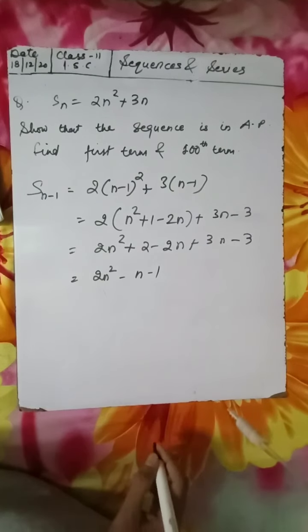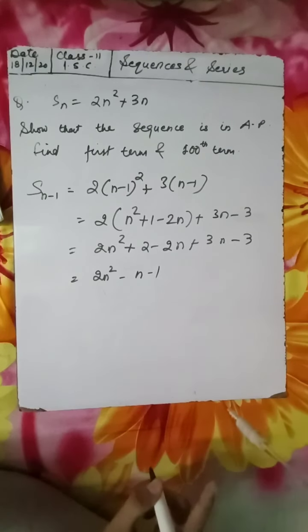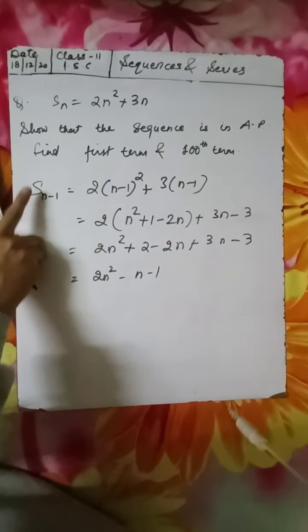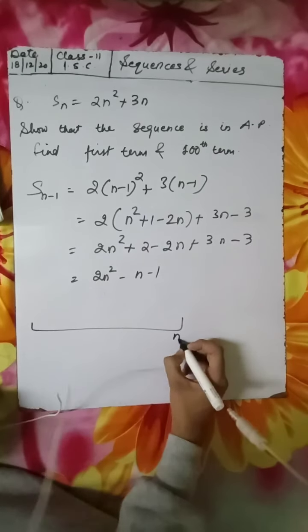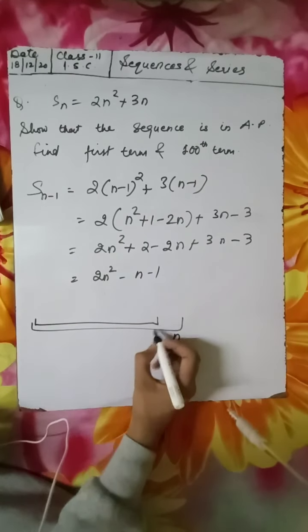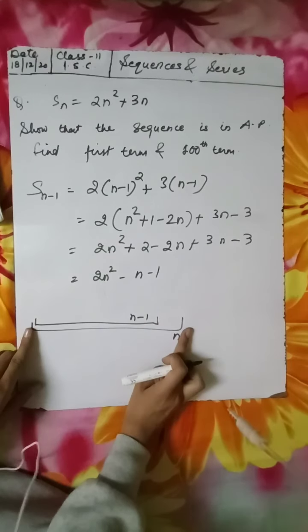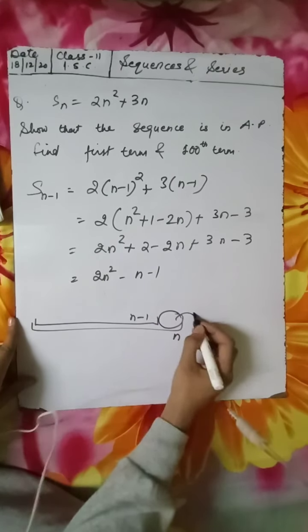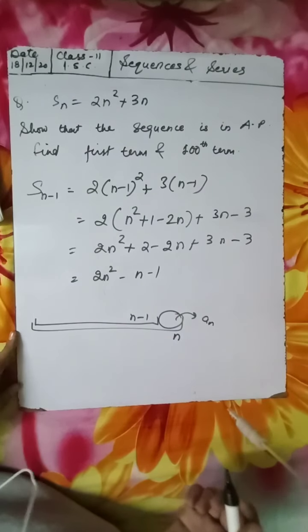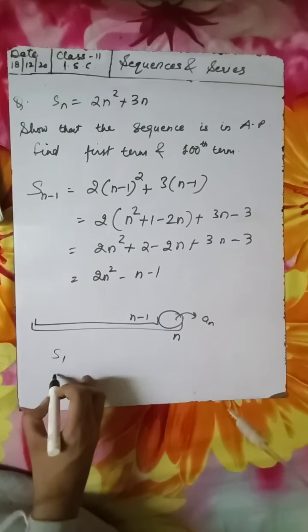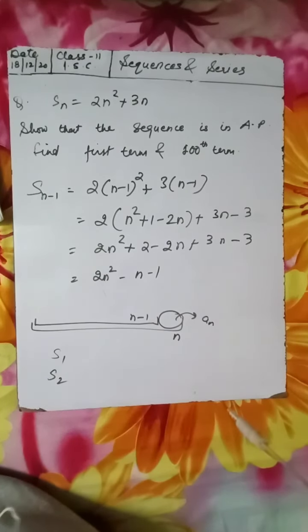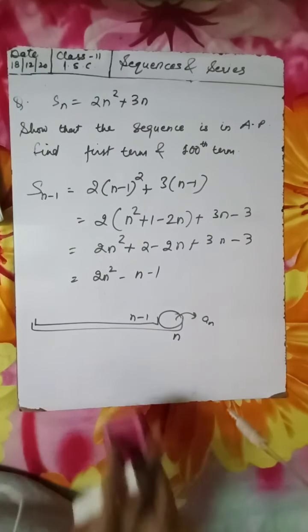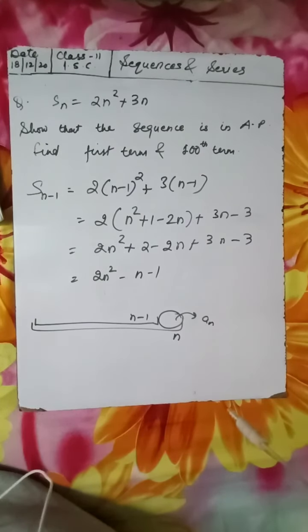Okay, and we know that if I subtract Sn minus Sn minus 1, you have the sum up to n, and we have found the sum up to n minus 1. If I subtract this minus this, I'll get this part. We can understand it like this: if you have S1 and S2, and if I subtract, we'll get a term, we'll get d from that one.